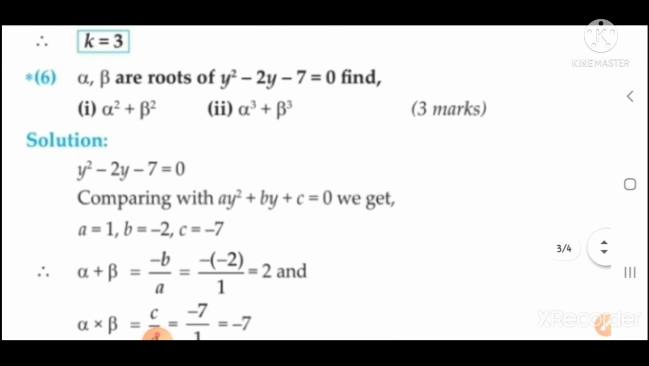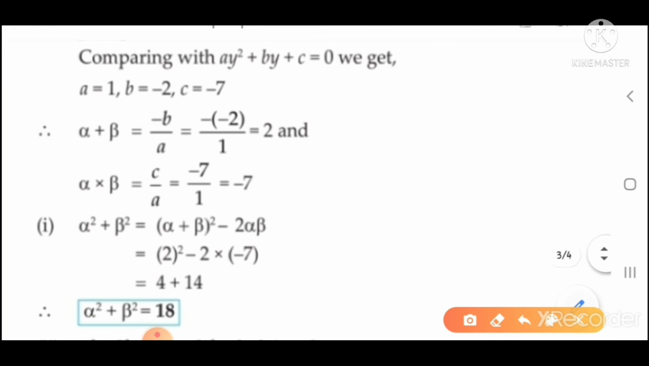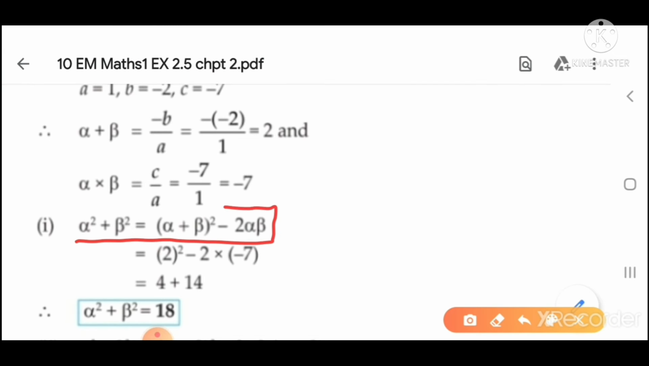Now the first thing they have asked us to find is alpha square plus beta square. So this is the identity. Alpha square plus beta square is this. This is your identity. You can check from the table which I have shown you right now. From there only we have got this value, alpha square plus beta square.